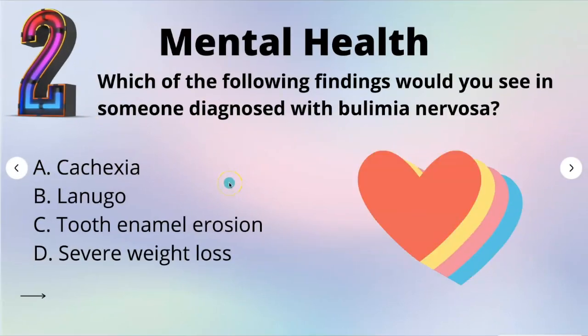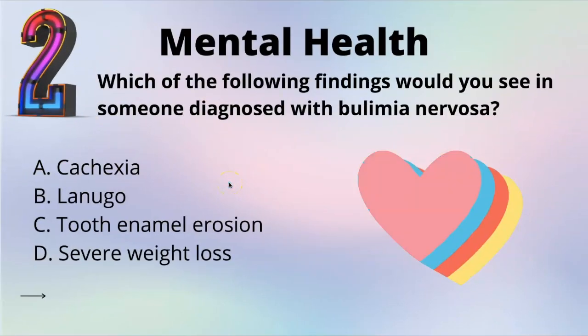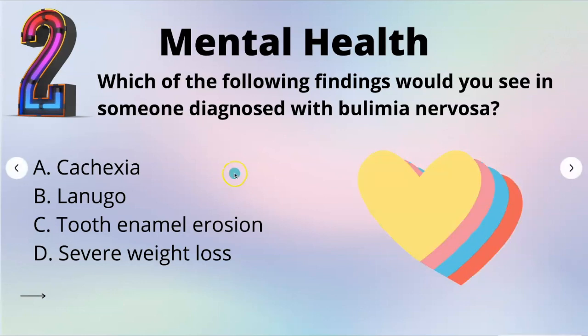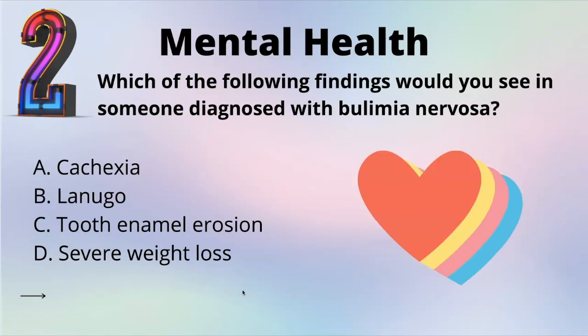Number 2, which of the following findings would you see in someone diagnosed with bulimia nervosa? So with bulimia, they're not always extremely underweight. They can actually have a normal weight. Cachexia you would see in someone with anorexia. Also lanugo. Lanugo is little fine hair that you'll often see in newborns. And when individuals with anorexia lose so much body weight, they start to grow lanugo. Because they've lost so much fat, they get an increase in lanugo, and it's the body's way of insulating that human being. Tooth enamel erosion or severe weight loss.